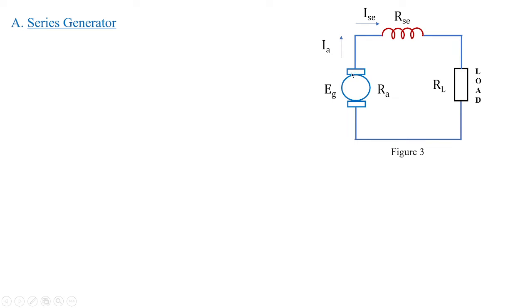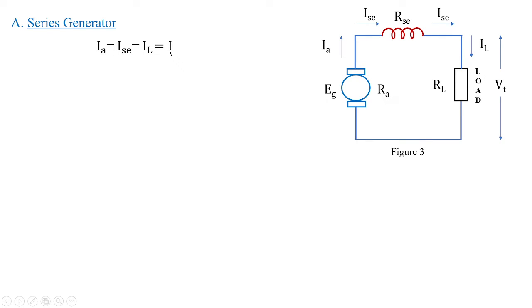So whatever the current present in the closed circuit, whether it is armature current, series current, or load current, they will be one and the same. Once the current starts flowing into the circuit, the terminal voltage gets developed across the load. So in the series circuit, you need to remember that the armature current, the series current, and the load current are one and the same. Here we are treating it as I.